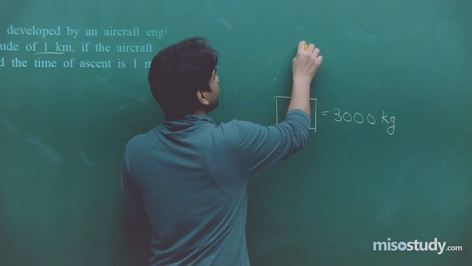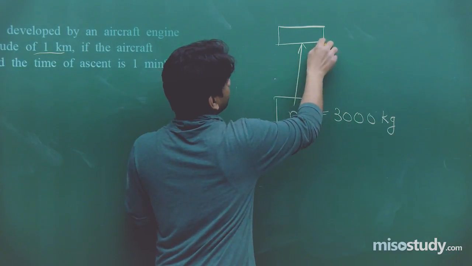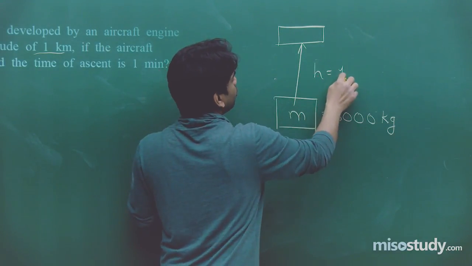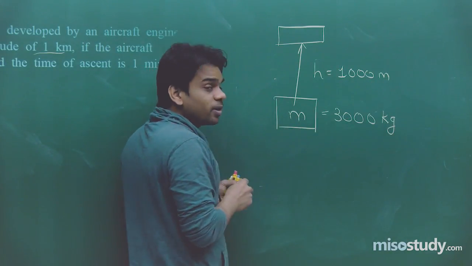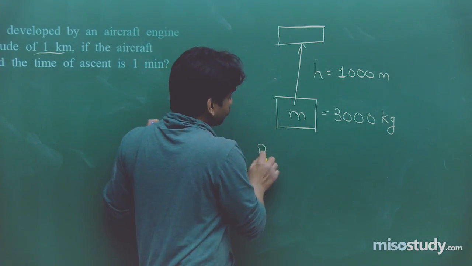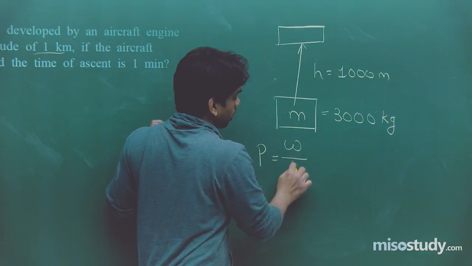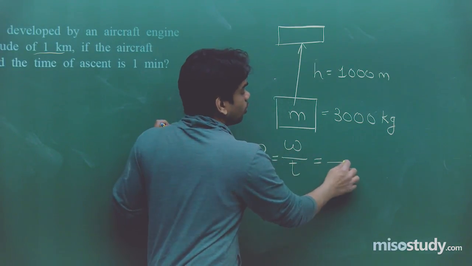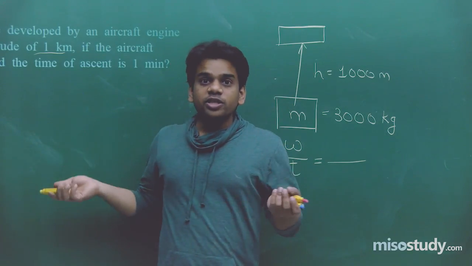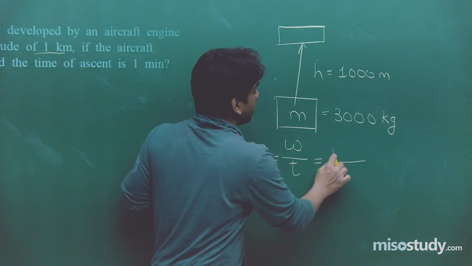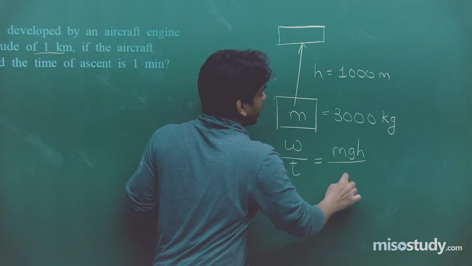You have to lift it through a certain height. This height is given as 1 kilometer, that is 1000 meter. Power we need to find out. Power is what? W, work done by time. Now understand, next thing, W will be what? mgh, the increase in potential energy. So that will be mgh divided by time.